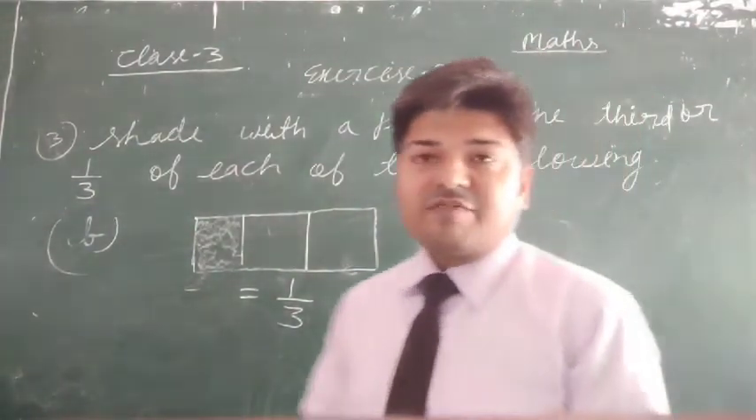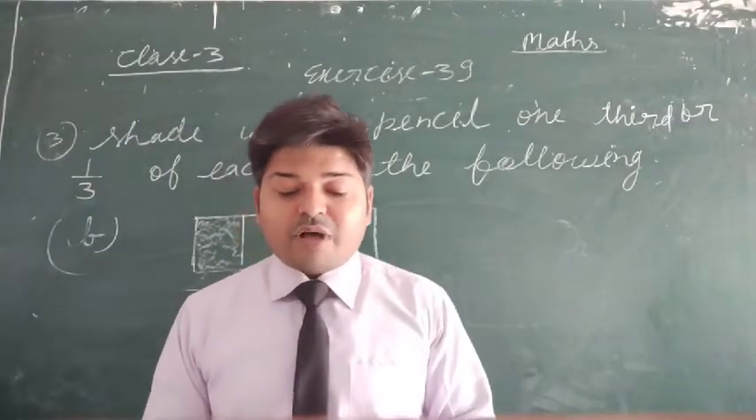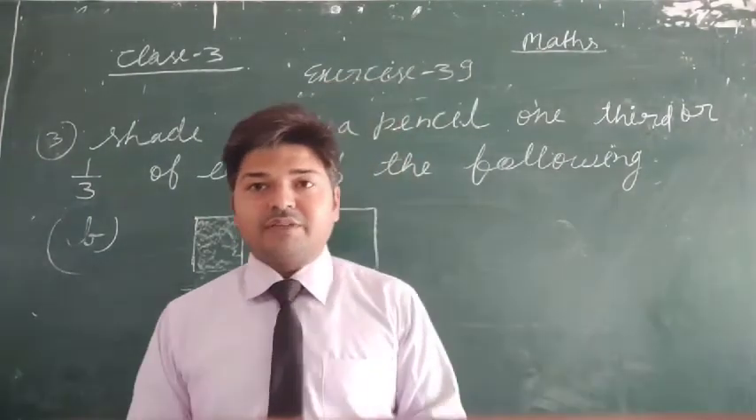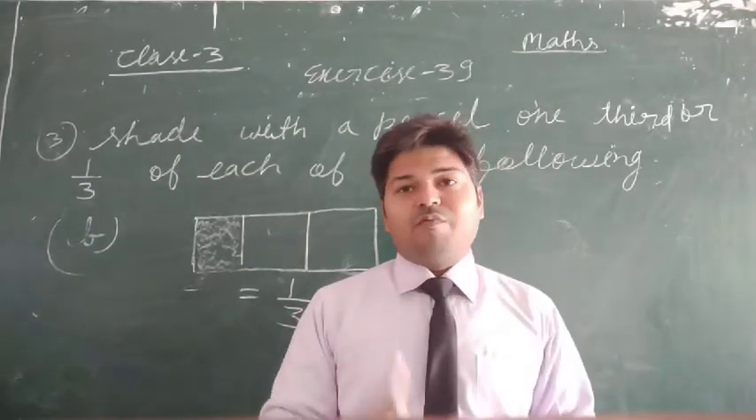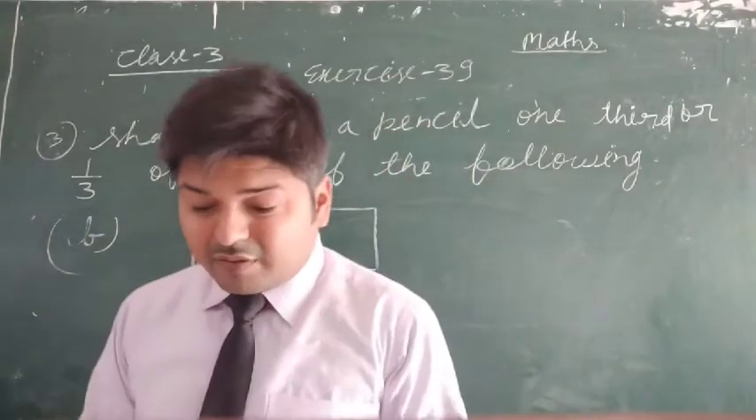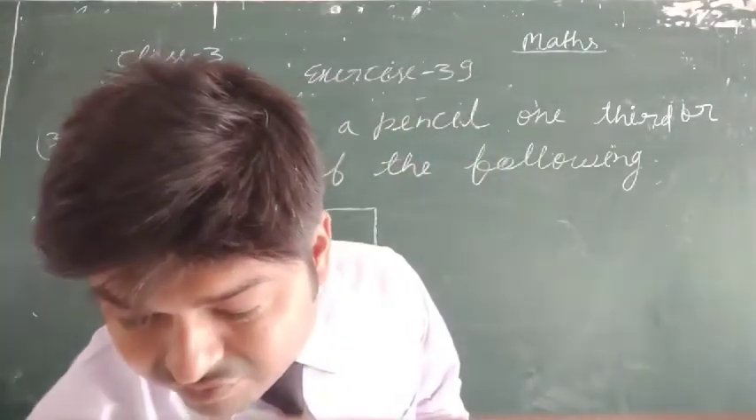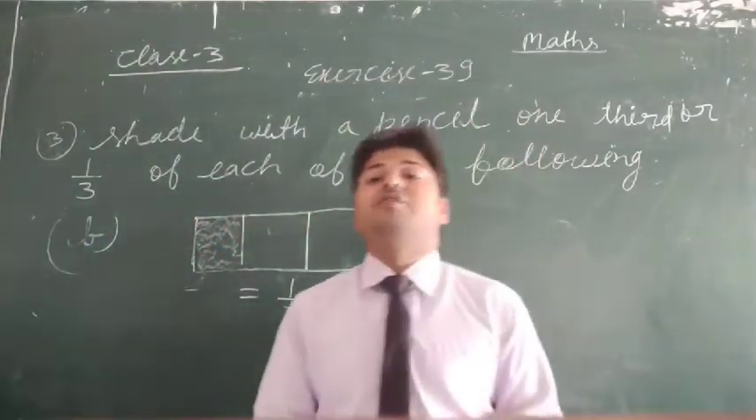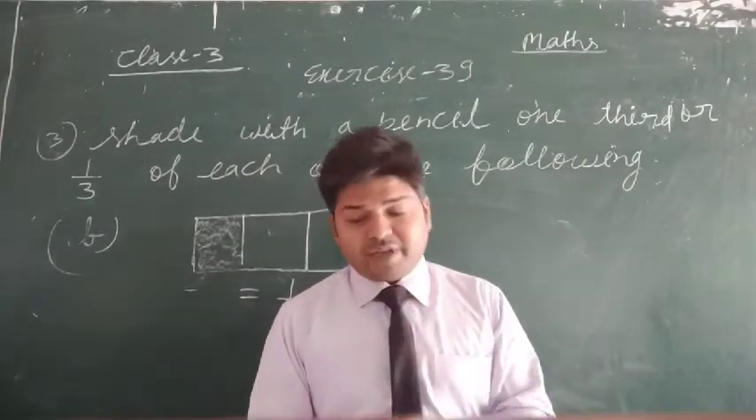And in question number 4 what you will do: shade with a pencil 1/4 or 1 by 4 of each of the following figures. 1 by 4 means out of 4 parts you have to color 1 part. Okay, this is 1 by 4. And in question number 5 you have to color 2 by 3. 2 by 3 means out of 3 parts you have to color 2 parts. Okay.